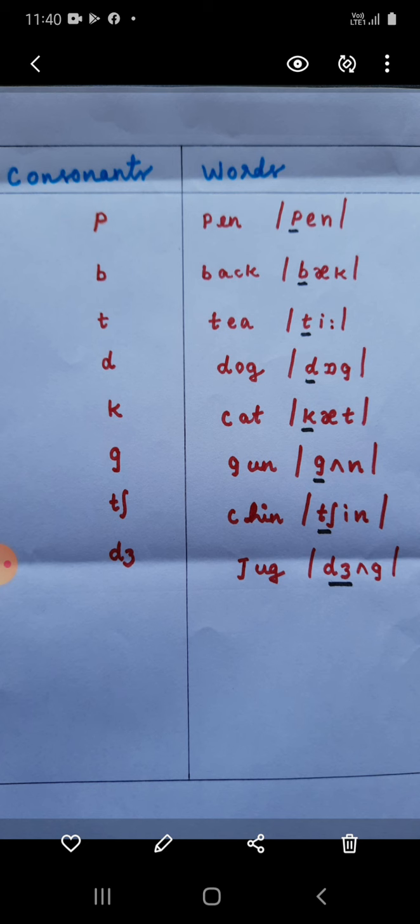Which are the other examples? Chair. Then catch, C-A-T-C-H. Then teacher, T-E-A-C-H-E-R. Understood? So the sound is ch. You have to write this and study.